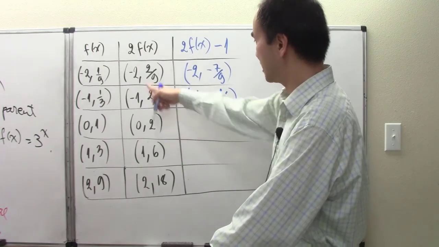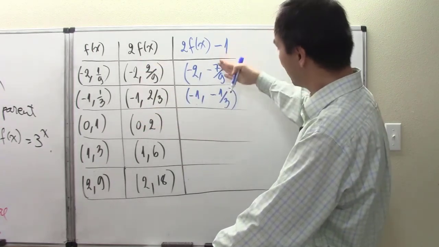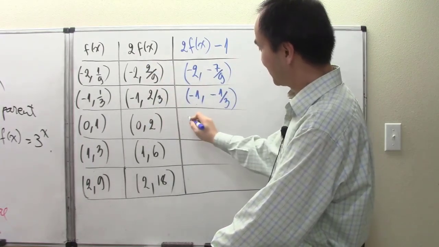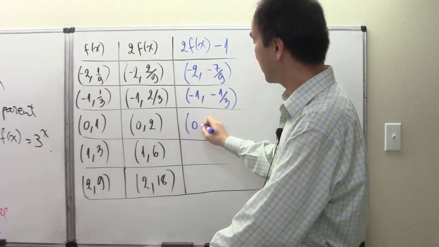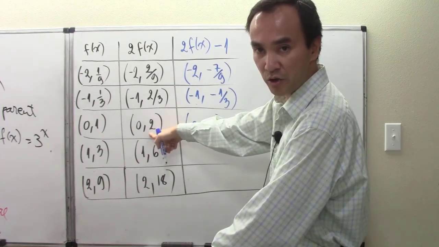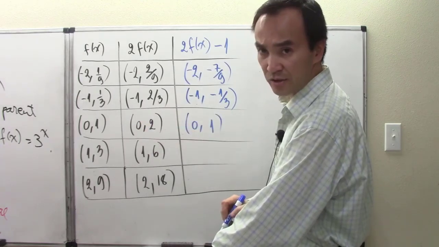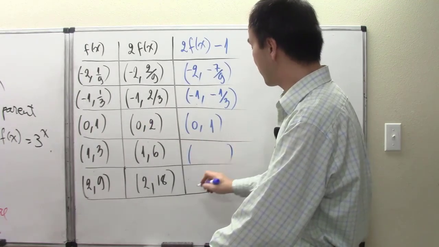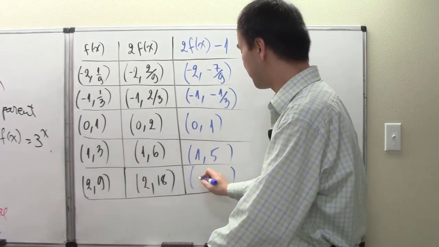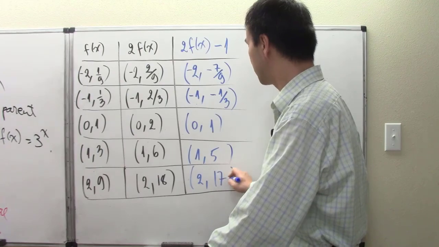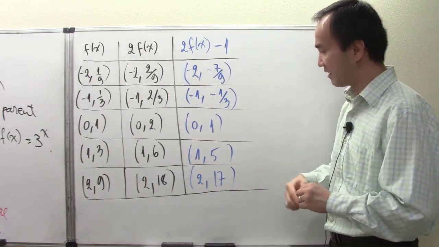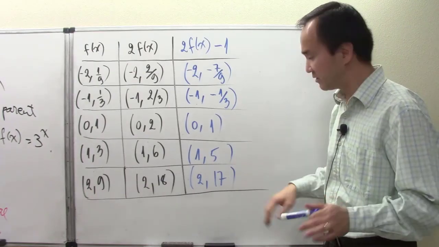So once again, nothing happens to the x values. Only the y value gets subtracted by 1. And now the next one here becomes 0 comma 1, because I subtracted 1 from that y value and nothing was done to the x value. And then the next pair of values becomes 1 comma 5, and the next pair becomes 2 comma 17. So these are our final points right here. All right, now let me bring that on screen to see how it happens.